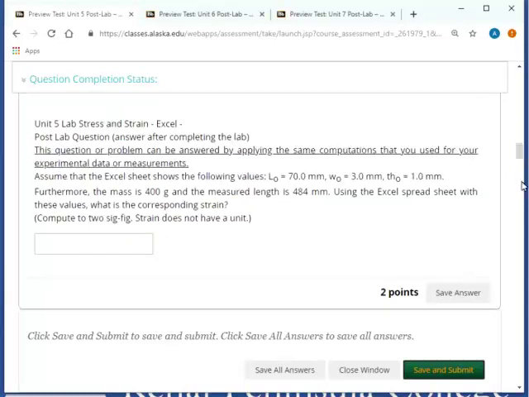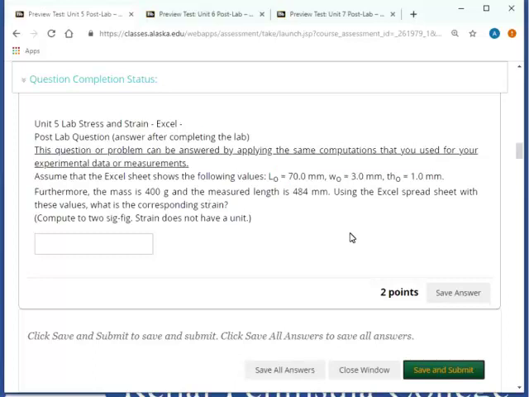This one here, this and the next one require you to use the Excel sheet that was supplied. You don't need your own data, but you would have to plug in these and these and then use the Excel sheet to compute all the rest. These might be given in my example. And then you just read off from the Excel sheet what the strain is.